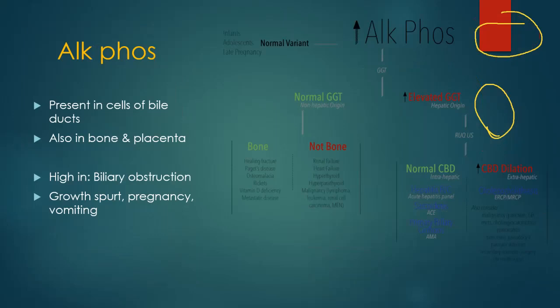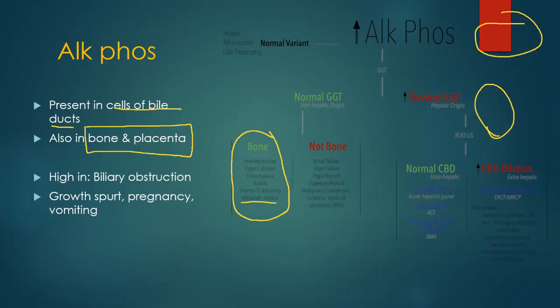Okay, now let's talk for a second about ALK Phos. ALK Phos, remember, comes from the cells of the bile ducts, but it also comes from bone and placenta, which means that ALK Phos can be high in lots of other problems. For example, if you have a bone problem, like you have metastatic cancer, or you have a healing fracture, or even if you're growing because you're a child, your ALK Phos can be high without having a high liver enzyme.